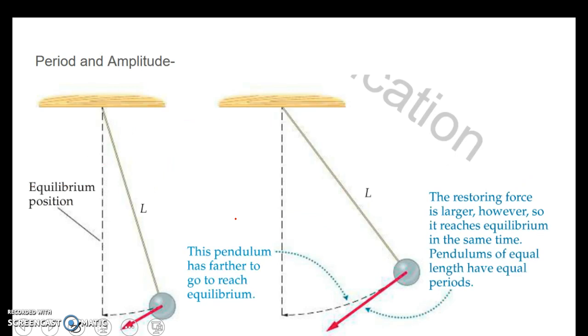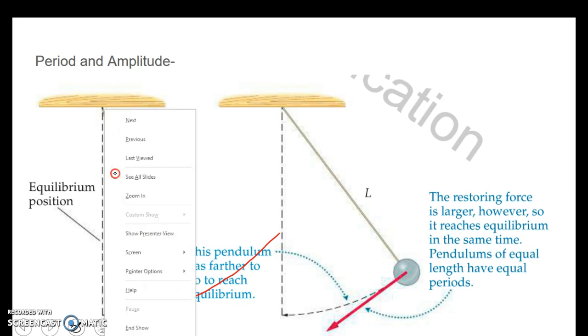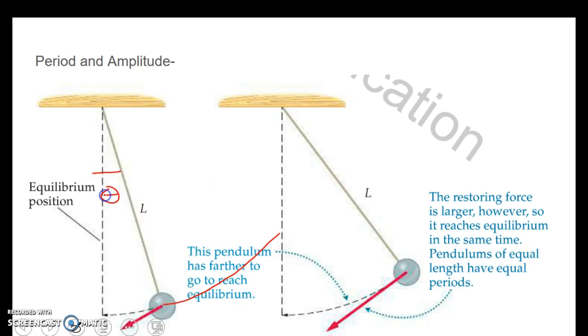Period and amplitude. Okay, so the farther we stretch it, so we start here. If we stretch it out farther, okay. So if we increase our angle, all right, we're changing the amplitude. In the second situation, the pendulum has farther to reach to go to equilibrium, but the restoring force, the gravity force, is larger. So even though we move it back farther, if the length stays constant, the restoring force will be larger, so the time will be the same. So pendulums of equal length have equal periods, regardless of where you start them at.